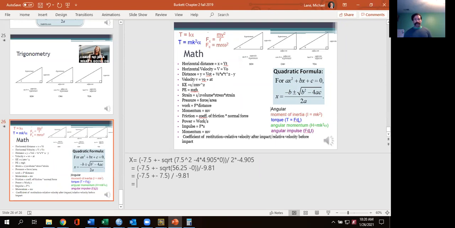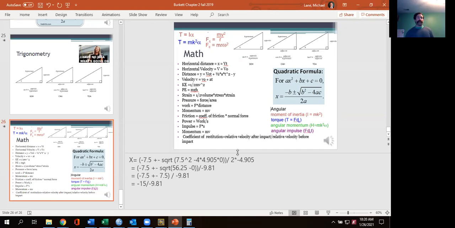But getting back to it, guys. Effectively, notice in one example, we're going to have negative 7.5 plus 7.5, because it knows it's plus or minus. So we're going to have 0 over 9.81 equals 0. Makes sense. The ball starts on the ground. Then the second one is going to be negative 7.5 minus 7.5, so effectively negative 15 over negative 9.81.